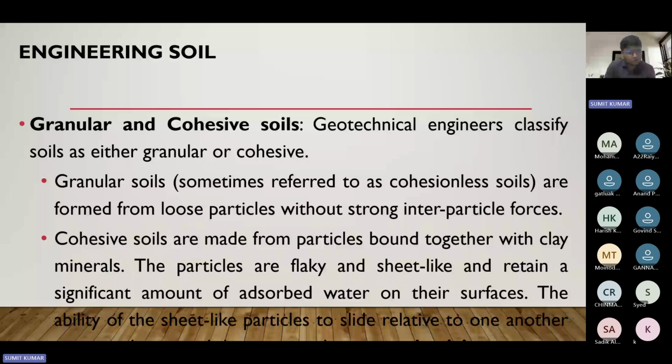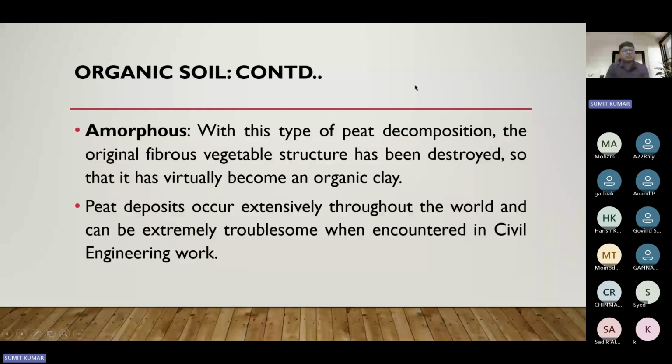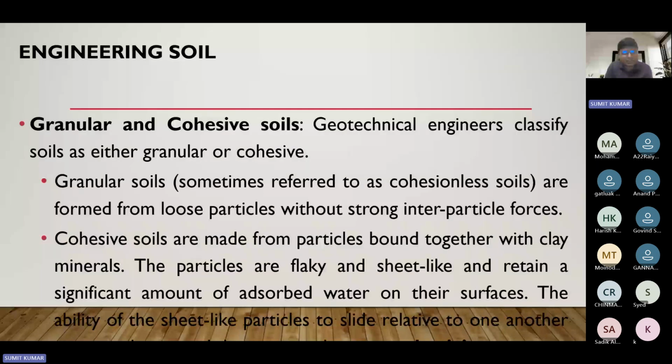Okay, so we are moving ahead. When we closed, we talked about organic soil like amorphous and peat deposits. Now we are moving on to other engineering soil characteristics, like granular and cohesive soil. As I have seen, we reached only around slide 29 or 30, and we have many more slides to cover. That's not the issue. There are some questions which I have created, and I want to discuss them today itself.